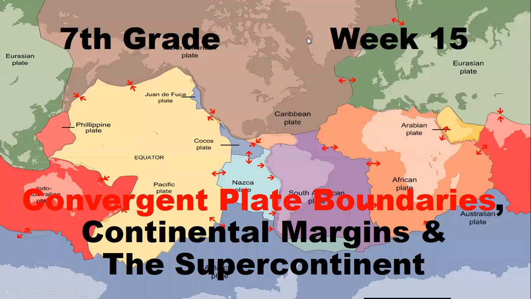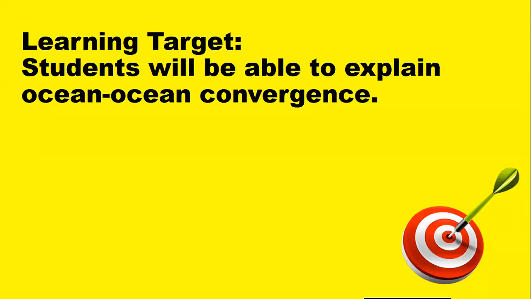Hello, 7th grade. We're in week 15 and we are continuing our conversation about convergent plate boundaries. These are plate boundaries that are coming together. At the end of this, you should be able to explain ocean-ocean convergence. We had a little bit of an introduction to that in our last lesson, but we're going to dive a little bit more into that, no pun intended.